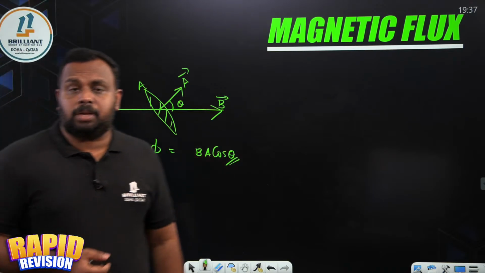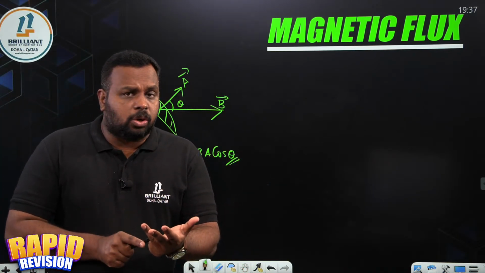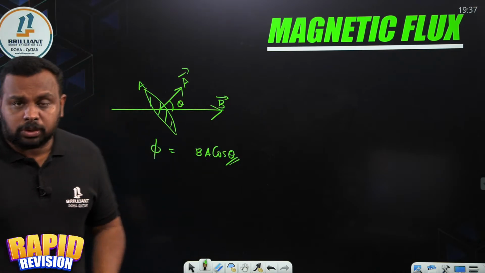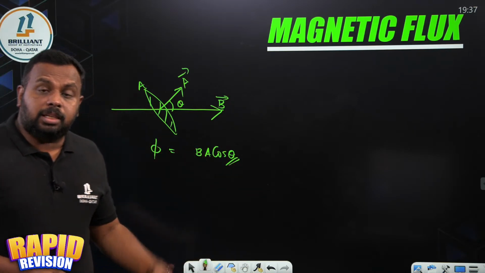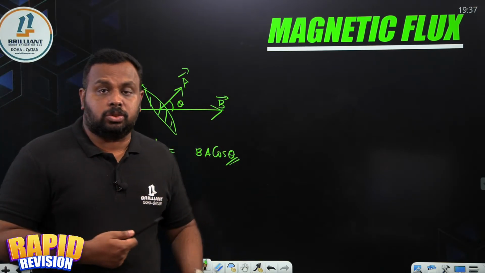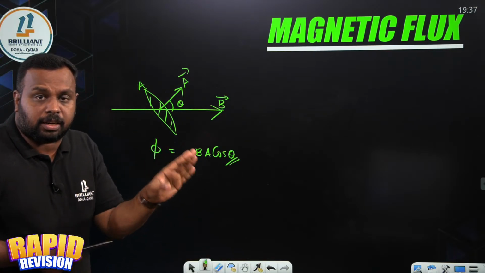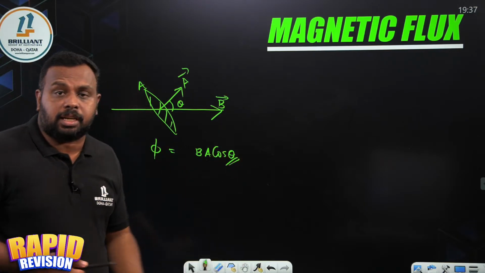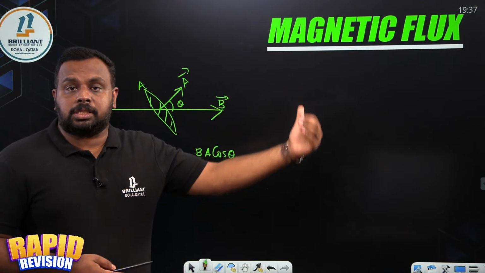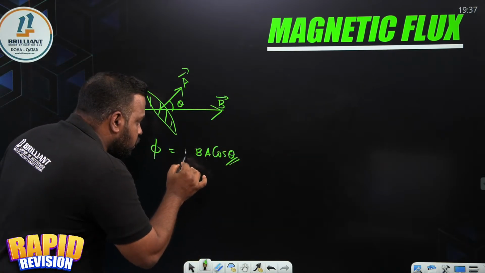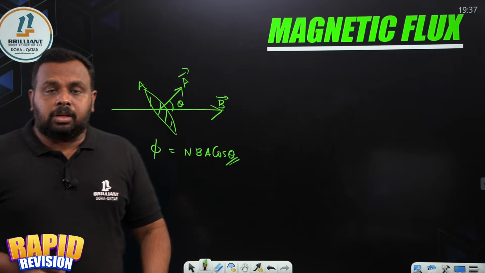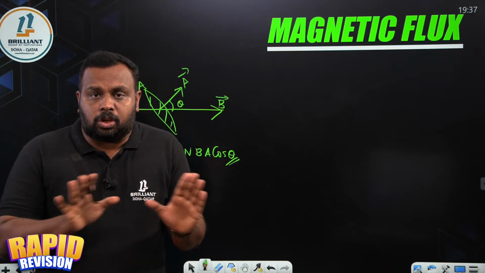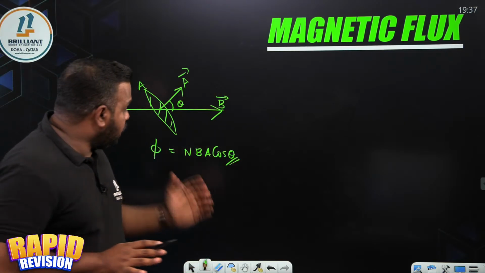So this is the formula for magnetic flux. Please note the unit of magnetic flux. It is Weber, you know that, or it is Tesla meter square, and there may be questions with more turns. So this is the flux of one turn. If there are 2 turns, it will be 2 BA cos theta. 3 turns, it will be 3 BA cos theta. And if there are n turns, the formula will be n BA cos theta. I hope the first topic, that means magnetic flux part, is very clear for you.